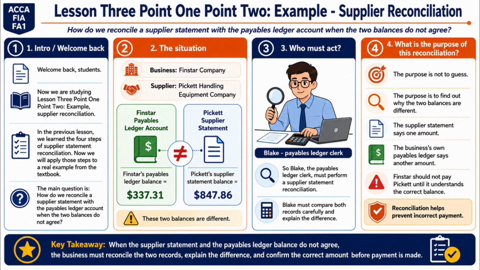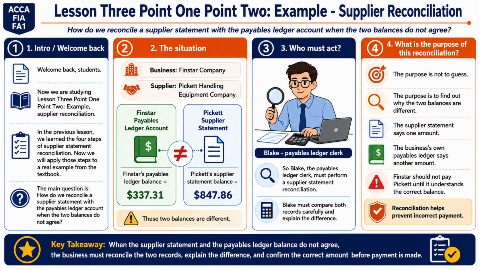The situation. The business is called Finstar Company. The supplier is called Pickett Handling Equipment Company. Finstar has its own record for Pickett in the payables ledger. Pickett also sends Finstar a supplier statement. Now there is a problem. The balance in Finstar's payables ledger does not agree with the balance on Pickett's supplier statement. Finstar's payables ledger says the amount owed is $337.31. Pickett's supplier statement says the amount owed is $847.86. These two balances are different.